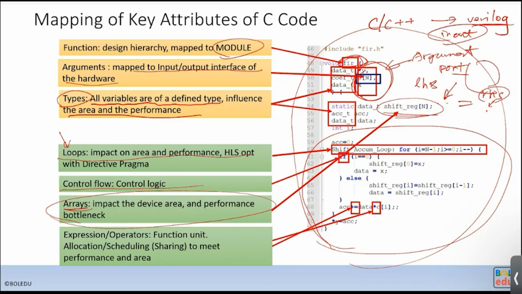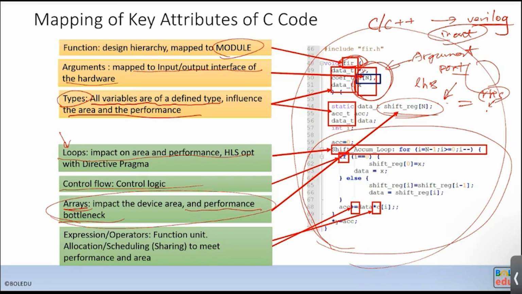The array is often a performance bottleneck because an array is instantiated as a memory. A memory has limited access ports, one port or two ports. In FPGA, there is a two-port memory maximum.